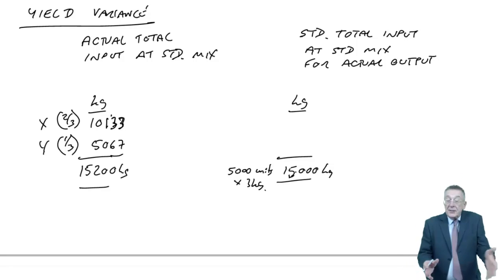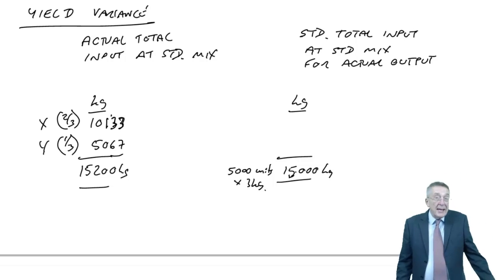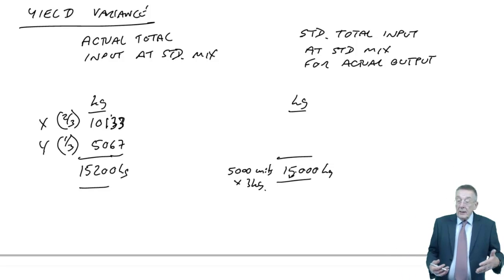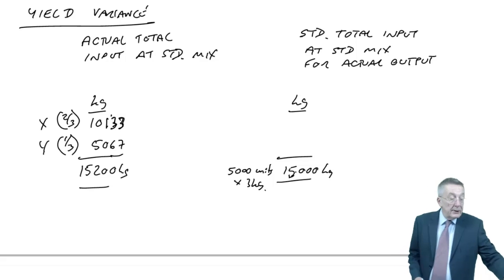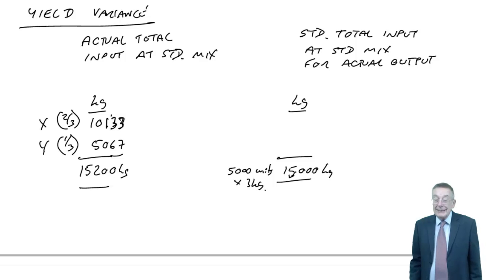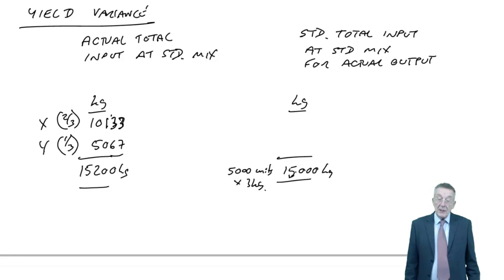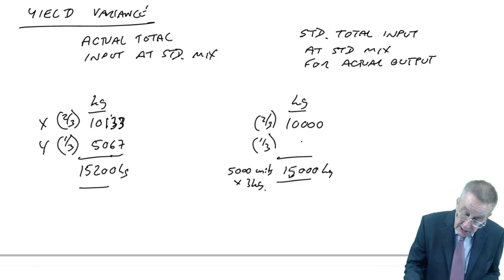Now immediately we can see something's gone wrong. We did only produce 5,000 units, but we used 15,200 kilos. Maybe we lost some, wasted some, whatever. But see where those figures have come from. The actual total input, the total of what we bought, 15,200, compared with the standard input, how much should we have bought for our production? 15,000. And of course, how should it have been mixed? It should have been 2/3, 1/3. We should have bought 10,000 X and 5,000 Y.